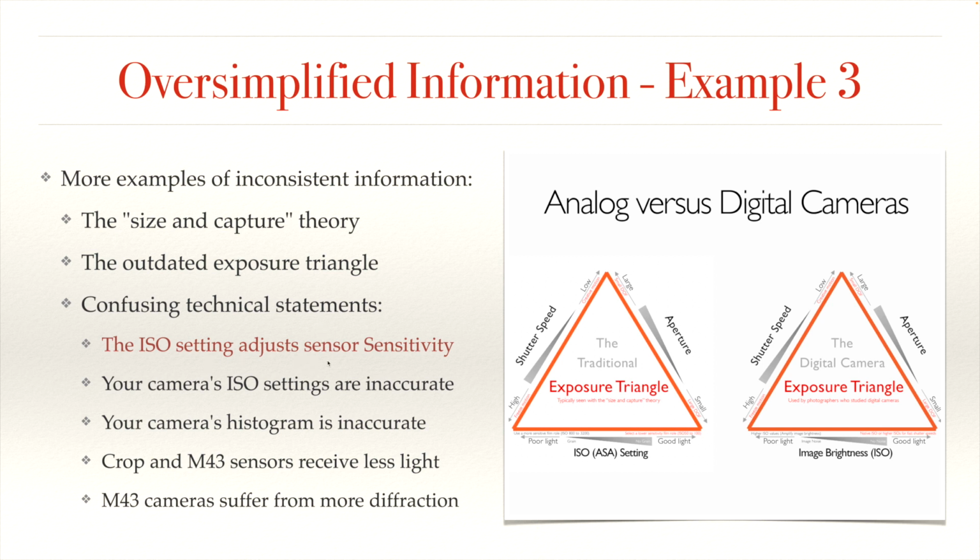And there are more confusing technical statements which we should take note of. The one is that the ISO setting adjusts sensor sensitivity, which is not accurate. The sensitivity of your sensor has been set in the factory. So it's a once-off adjustment to the sensor, and it never changes thereafter. The ISO image brightness amplifier changes the brightness of the image signal coming off the sensor.